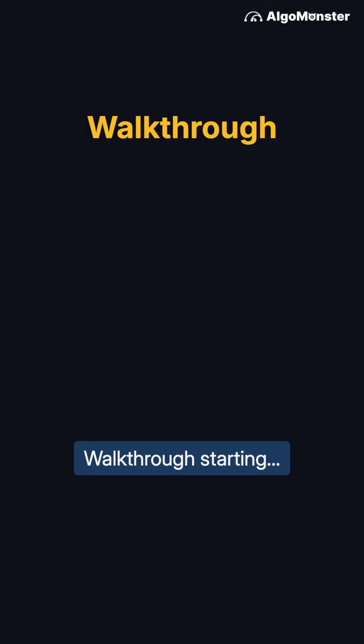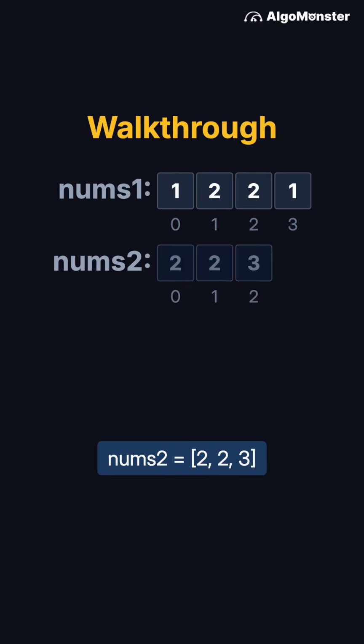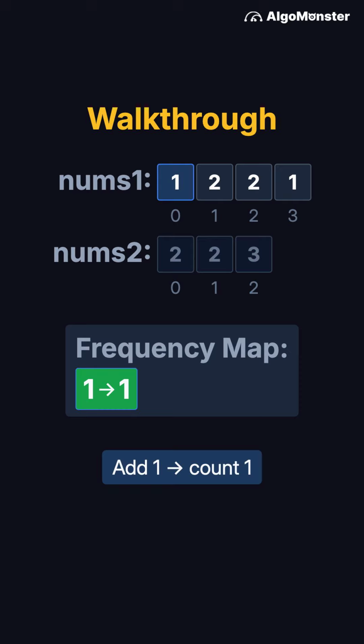Let me walk through the example. Array 1 is 1, 2, 2, 1. Array 2 is 2, 2, 3. First, build the frequency map from array 1. Process 1. Add it with count 1. Map is 1 maps to 1.